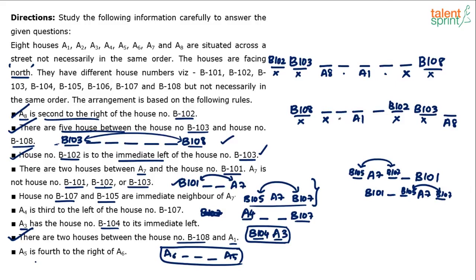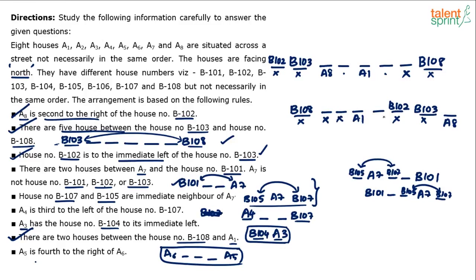Can A7 come here? Maybe. If A7 comes here, we know that there are 2 places between A7 and 101. So A7 comes here, 1, 2. This should be B101, but not possible because this is B102 already. Are you getting it? If you take A7 here, dash, this should be 101, but that's not allowed. So A7 cannot come here.